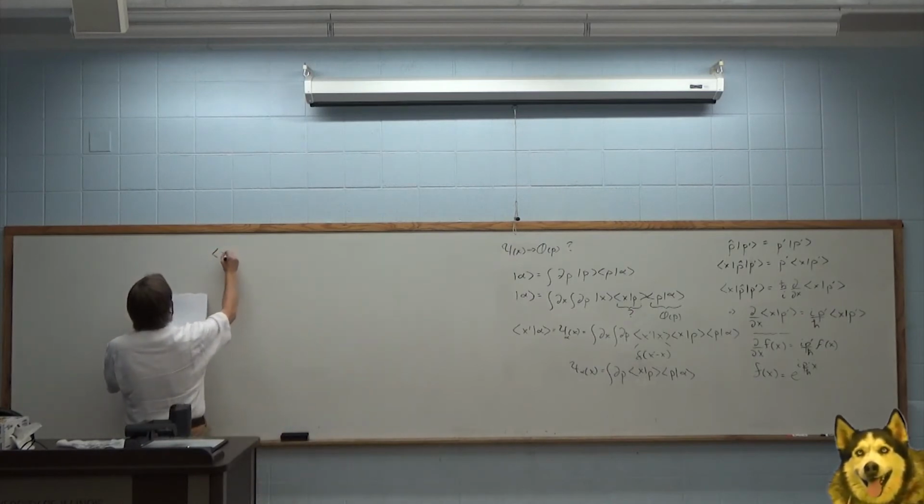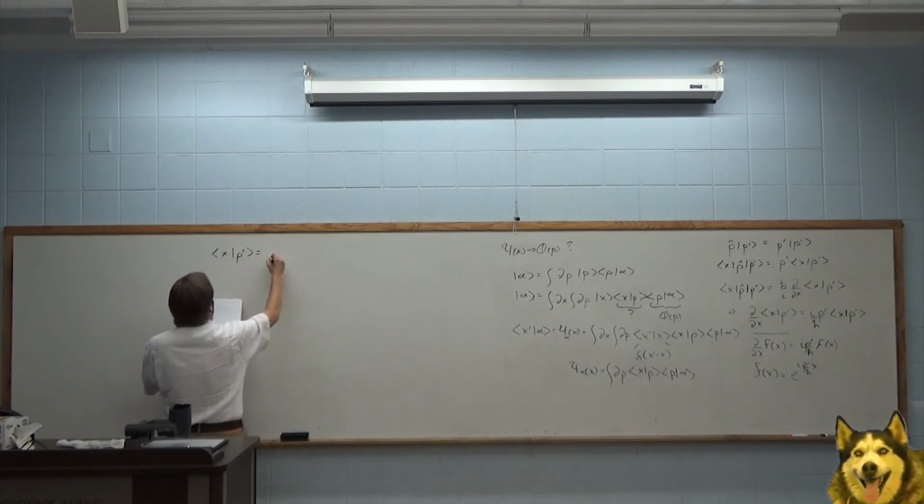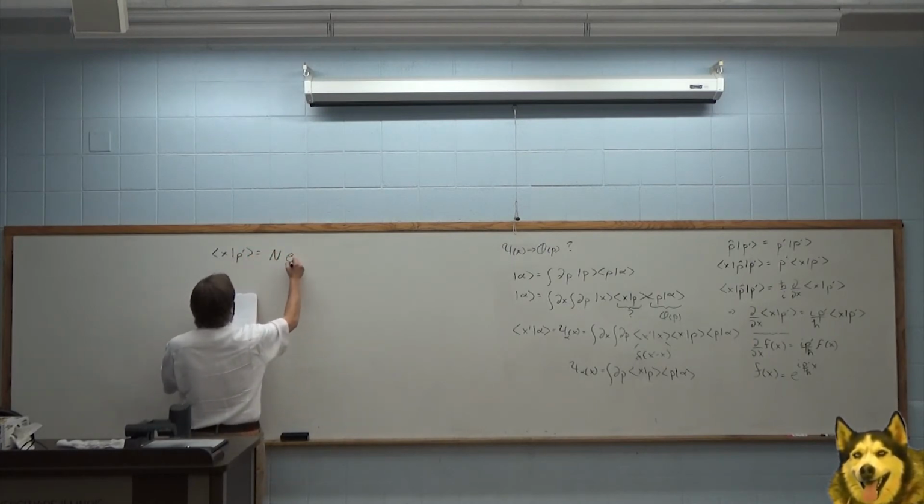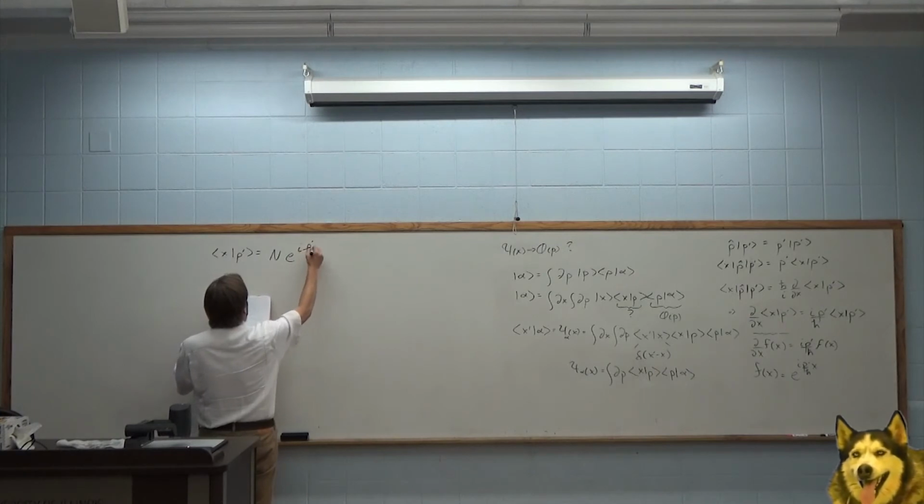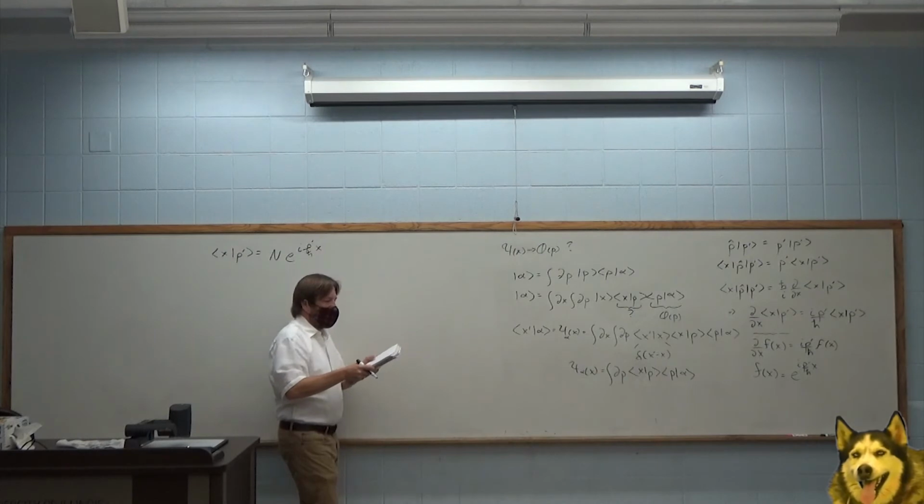Okay, so let's just say that this is its own wave function. We have a normalization constant. Now we can figure out what that is.